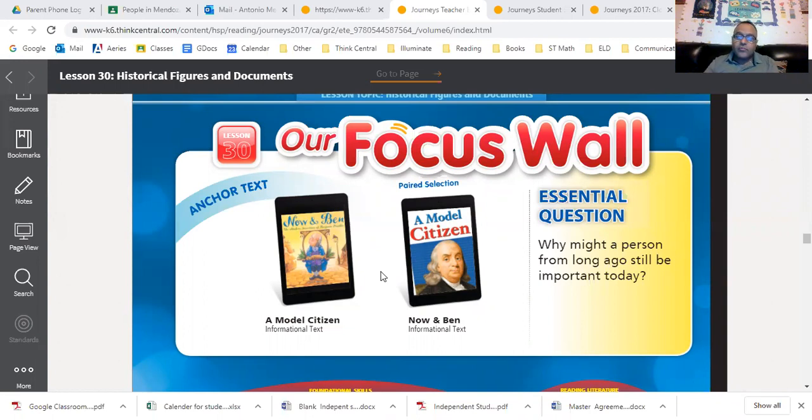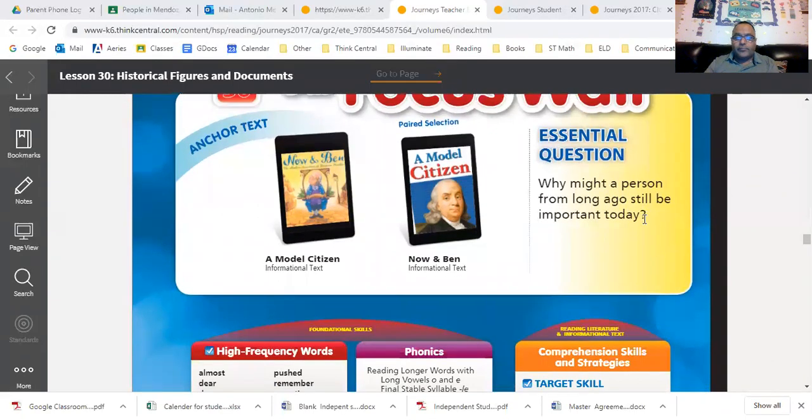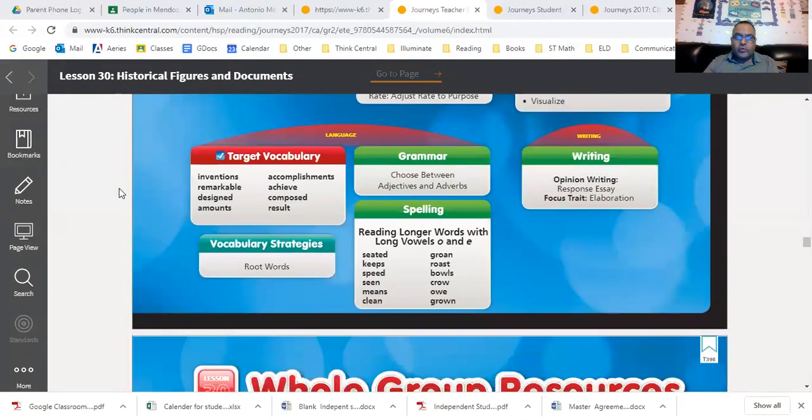But first, the question that we'll think about throughout the text is: why might a person from long ago still be important today? Why? We'll be seeing these words in the text: inventions, remarkable, designed, amounts, accomplishments, achieve, composed, and result.